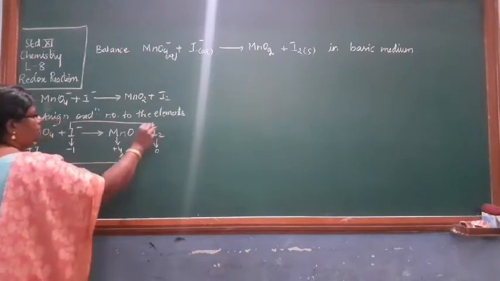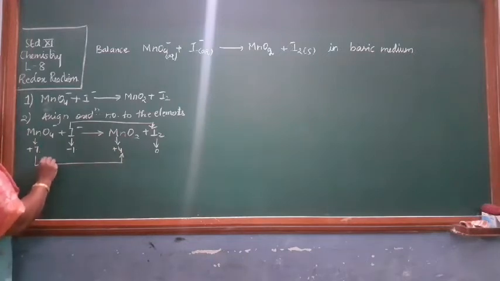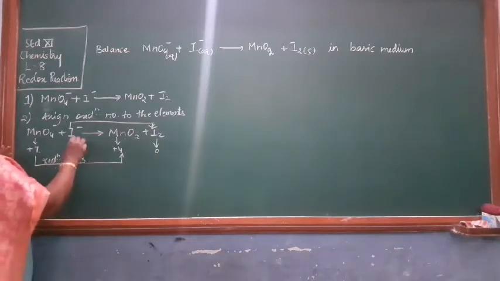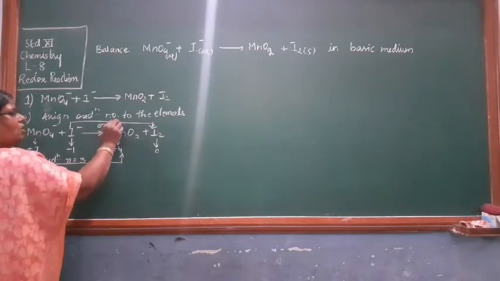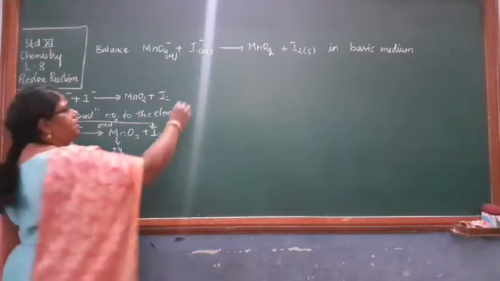Okay. Now identify which is the oxidation reaction and which is the reduction reaction. So Mn is going from plus 7 to plus 4, so this is your reduction reaction, your N value is equal to 3, and I minus is going from minus 1 to 0, that means this is the oxidation reaction. Now what is our next step? To separate out the oxidation and the reduction reaction.